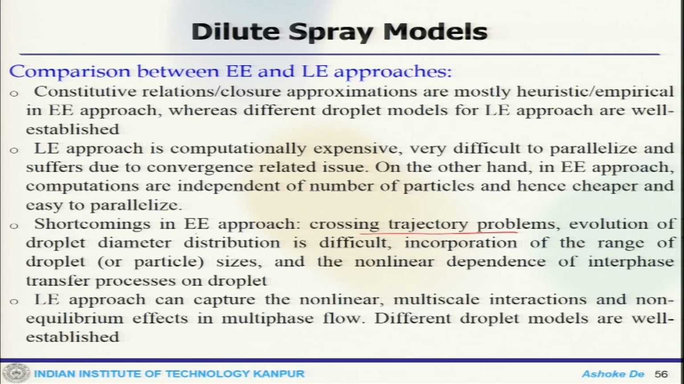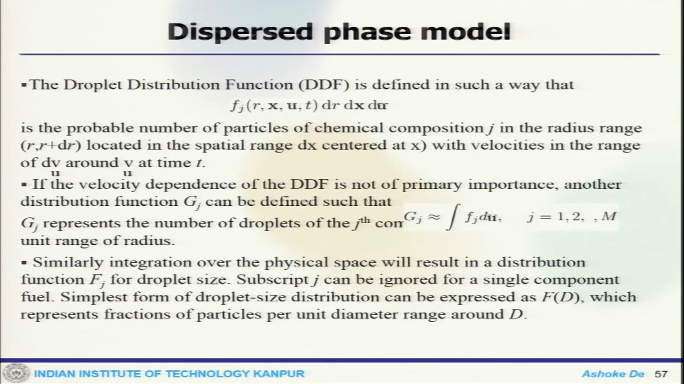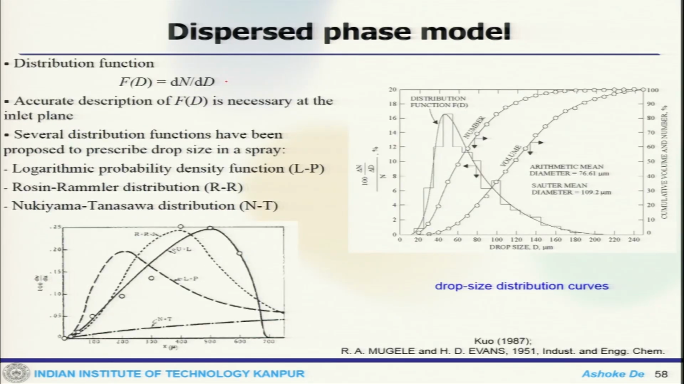Now, dilute flow and the point particle approximation are some other things. The droplet distribution function, the DDF, is defined in this way. The velocity dependence of the DDF is not primarily important, so this would be du, this is also u. Similarly, integration over this will distribute the function FD, and the simplest form of droplet size distribution can be FD, which represents the fraction of particles, and you can see FD is dN by dt.